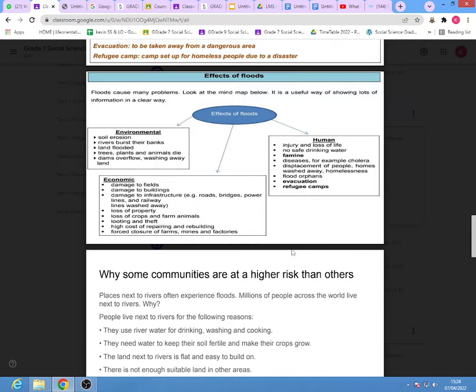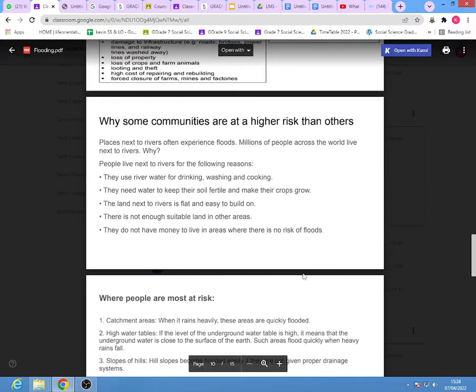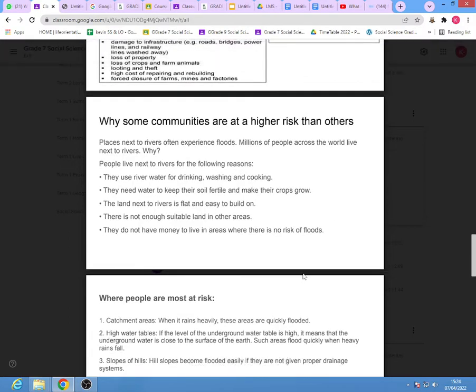Other kids lose their parents, right? And they become orphans, right? They're going to be evacuated from the areas and then people are going to be forced to live in refugee camps. Okay, so now let's look at why some people are at much greater risk of their areas being flooded than others.